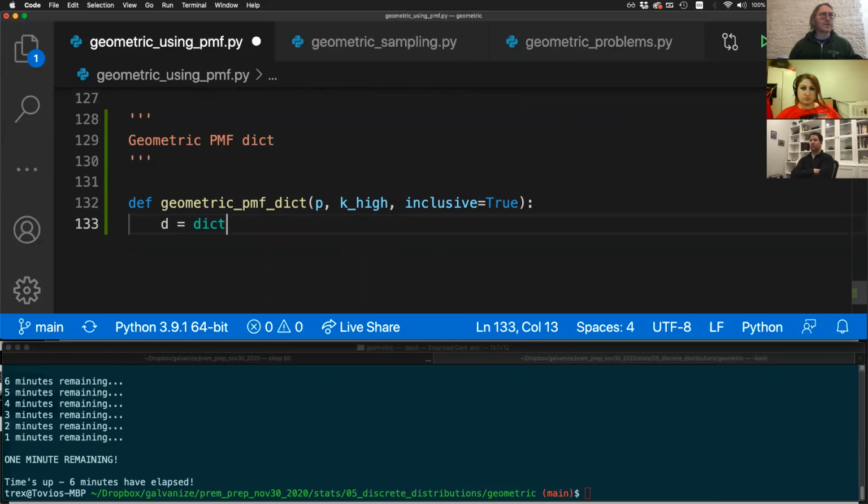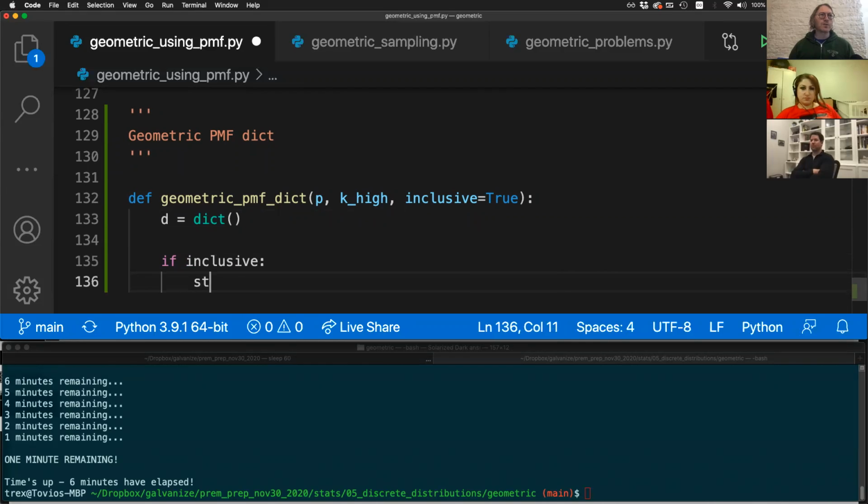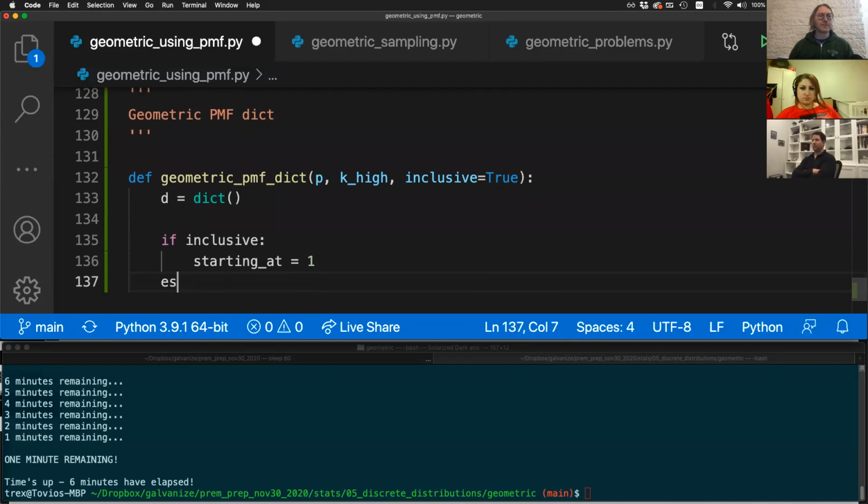So let's go ahead and instantiate a dictionary. And I'm going to say if inclusive, then we're starting at 1. The same thing that I did before. It's a little boneheaded, but it definitely will work.